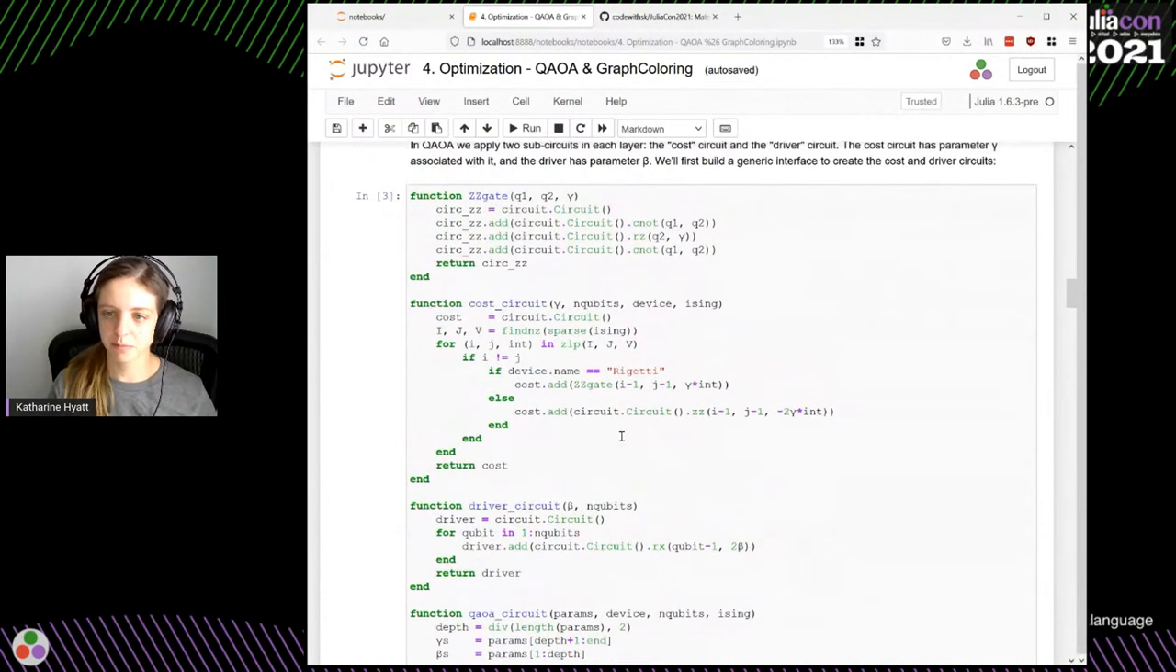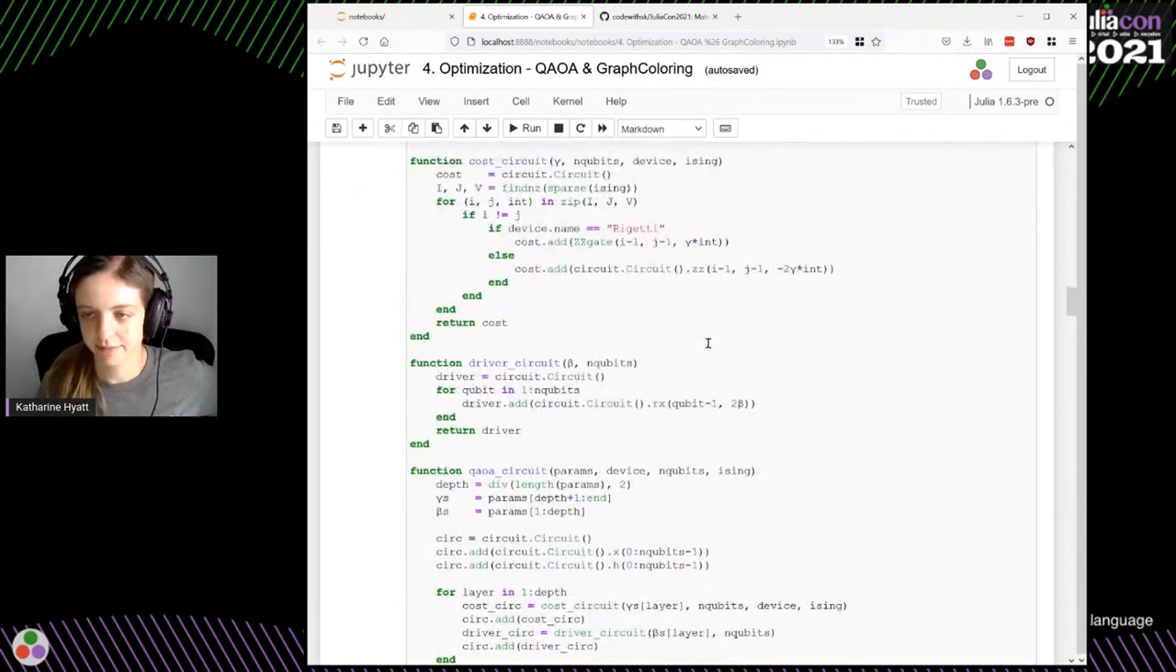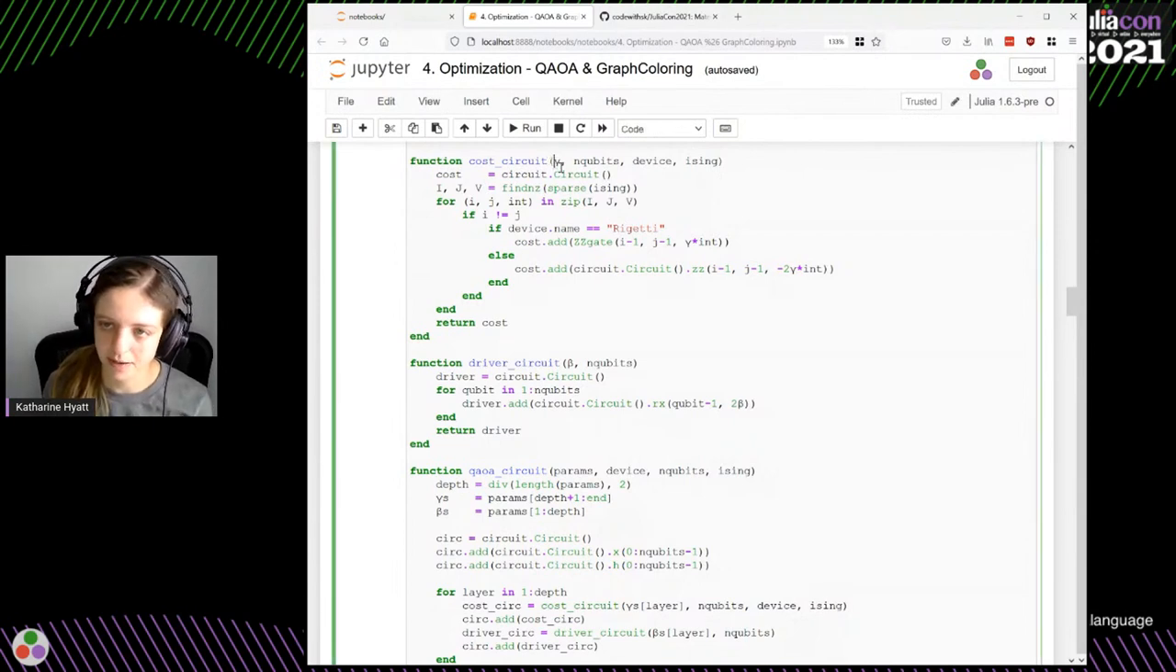So here we're going to implement a cost circuit and a driver circuit. I have a utility function up here just in case somebody wants to run this later on Braket's Rigetti interface, because Rigetti does not support the ZZ gate. So that's just what's going on up here. So the cost circuit takes the Ising Hamiltonian, the variational parameter gamma, the number of qubits, and the device we're going to want to run our circuit on, just in case we need to run it on Rigetti.